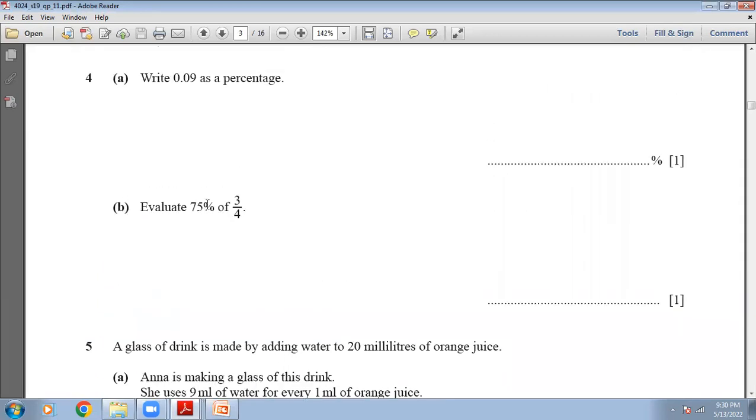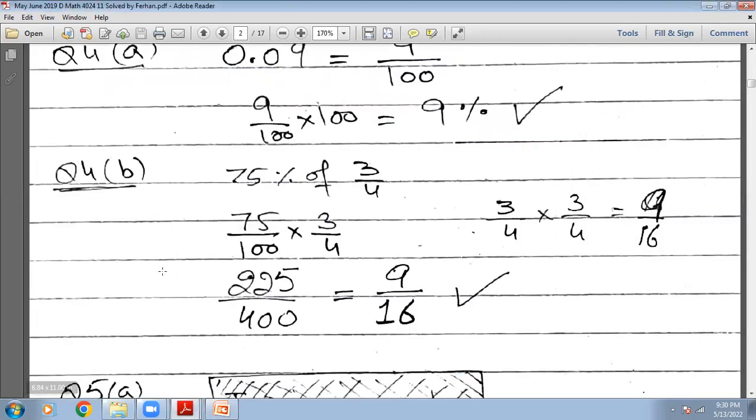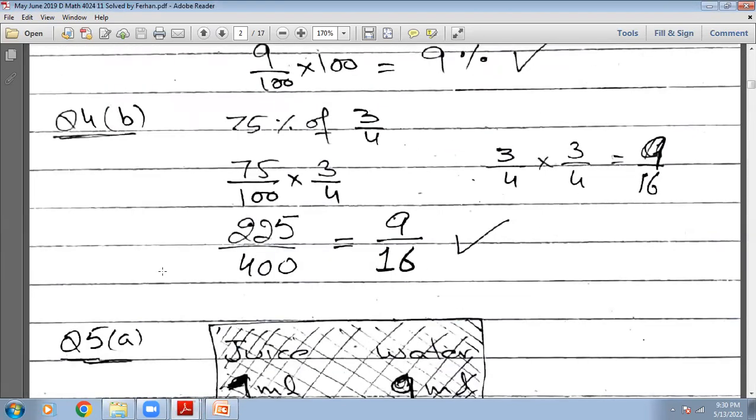Then they want us to evaluate 75% of 3 by 4. 75% of 3 by 4 means 75 by 100 multiplied by 3 by 4. And then you will have to find the answer. So there are two methods. This method is easier. You can cancel 75 and 100 with 25. So you will get 3 by 4 multiplied by 3 by 4. So it will be 9 by 16.